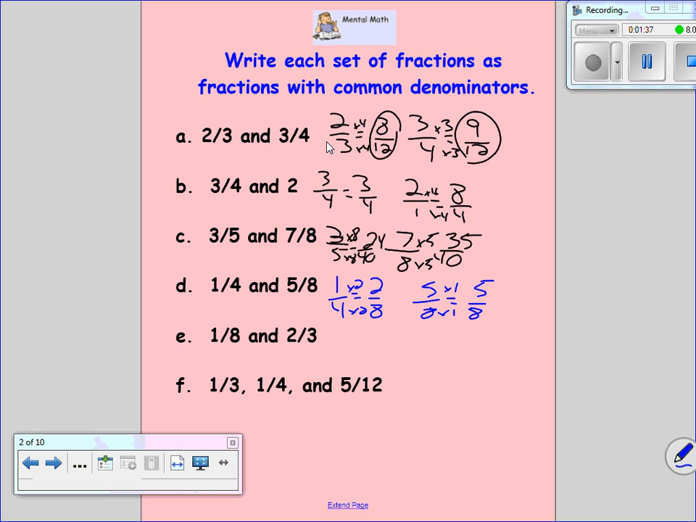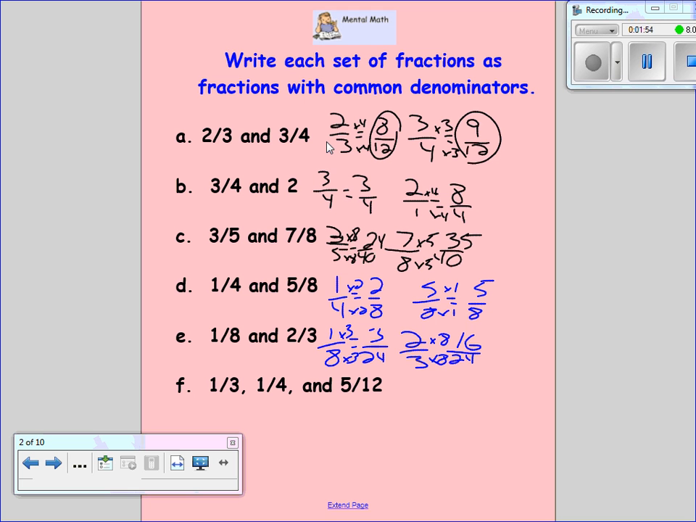Look at another one here. We have 1/8 and 2/3. They both go into 24. Times 3 gives me 3/24. Times 8 gives me 16.